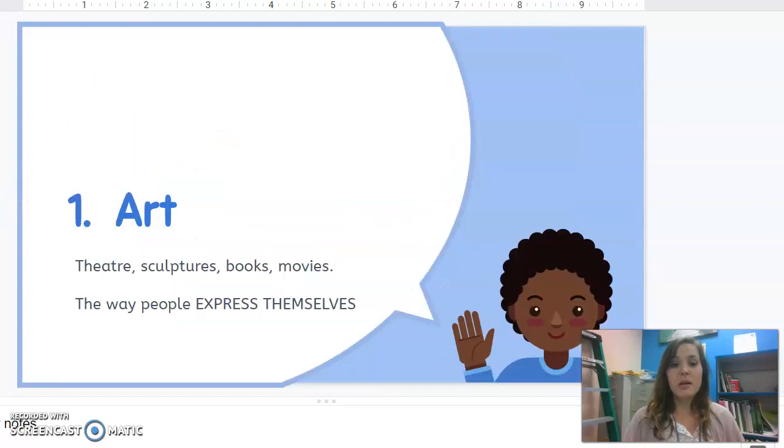Okay, the first one is going to be art. We have art from every culture around the world. It just looks a little different depending on what culture it comes from. We could think theater, sculpture, books, movies, any way that people express themselves.